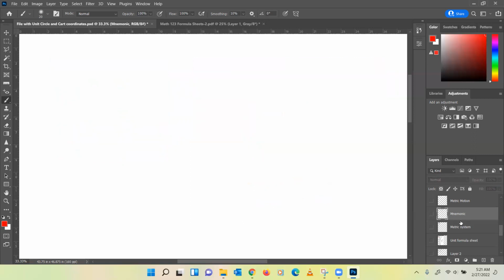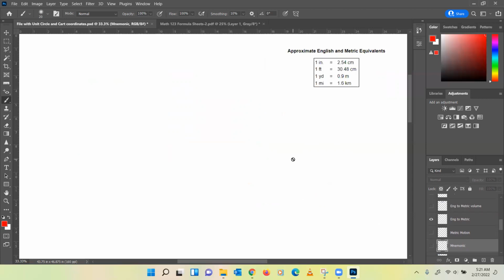All right, so let's now extend beyond this a little bit. Maybe we need to convert from one system to another, say metric to English or vice versa. And so we've got some conversions here, like this 1 inch equals 2.54 centimeters.